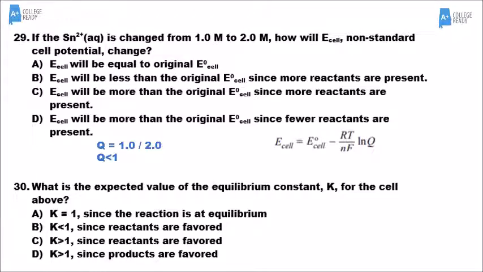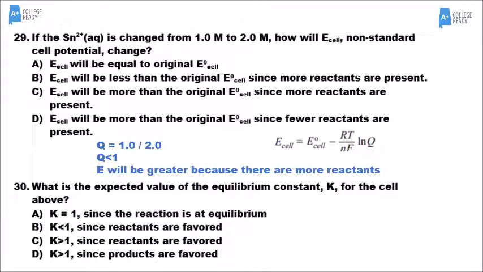Since Q is less than 1, there are more reactants than products, and so the E of the cell will be greater because there are more reactants. You could actually plug in 0.5 into the Nernst equation with a calculator if you have that ability, but it's also important to realize that when Q is less than 1, E becomes greater, and when Q is greater than 1, E becomes smaller.